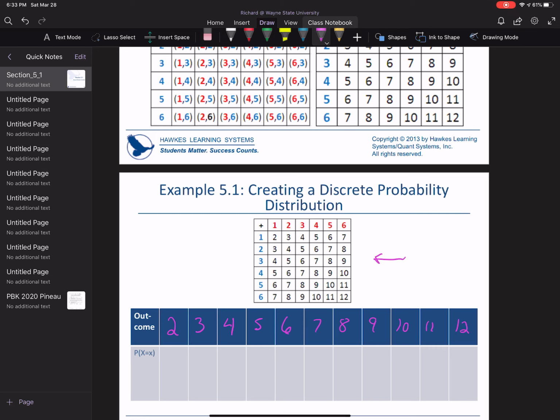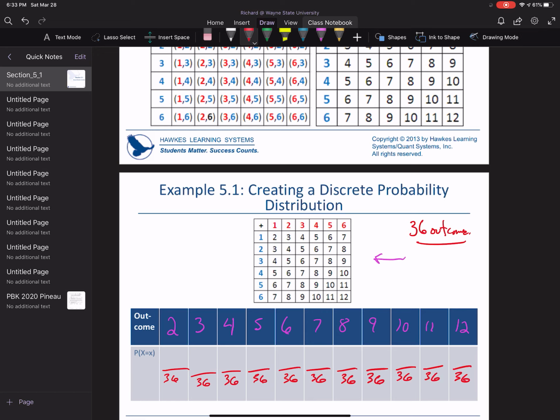And what we're going to write next are the respective probabilities. So the first thing you're going to notice is that there are 36 outcomes. Okay, 36 outcomes. So what that means is that every one of my denominators here is going to be 36. Now, what the numerator is going to correspond to are the number of times that outcome occurs, okay?